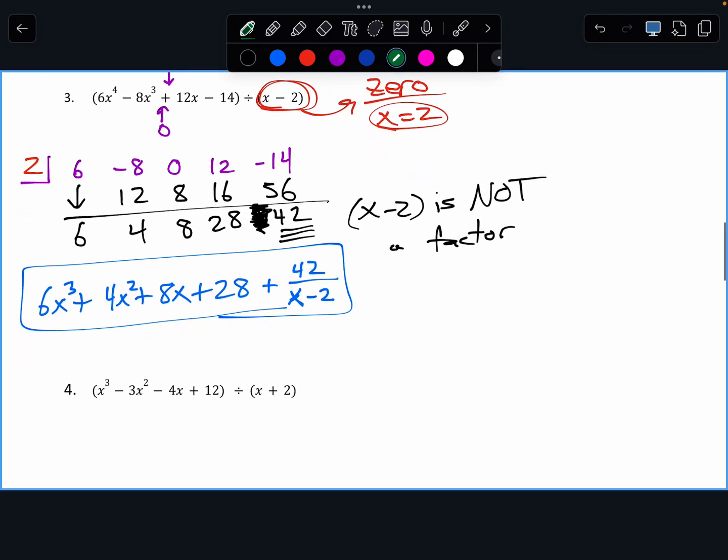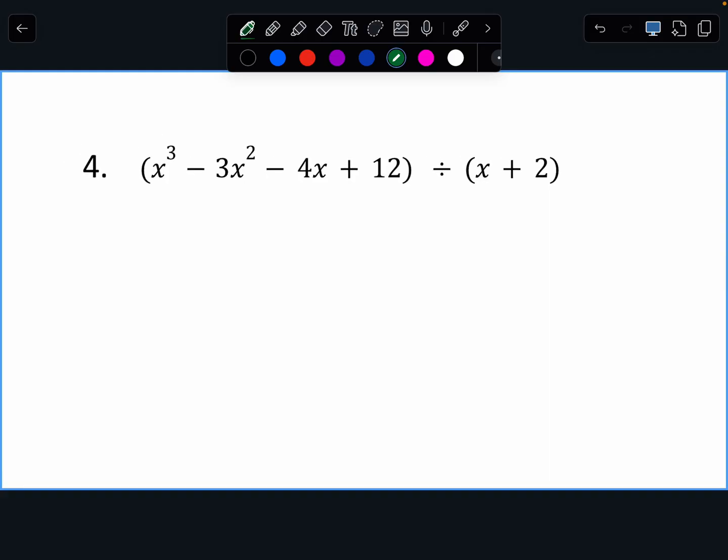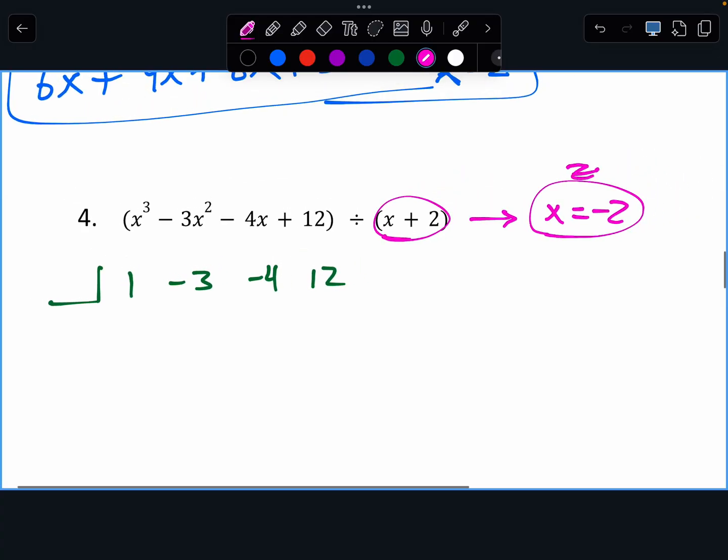And so, let's try the next one. So, we've got no missing terms. It goes 3, 2, 1, 0. So, nothing's missing. So, I've got the box, 1, -3, -4, 12. And the 0 that I'm going to be using is x equals -2. So the 0 is here, not the factor. So -2 is going in the box. And now I'm ready to go.